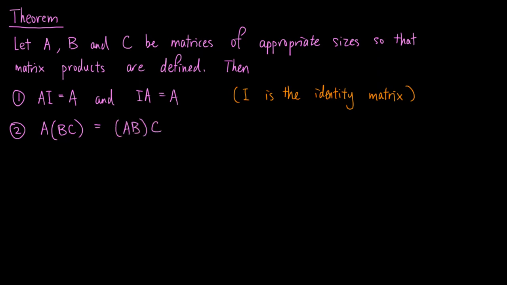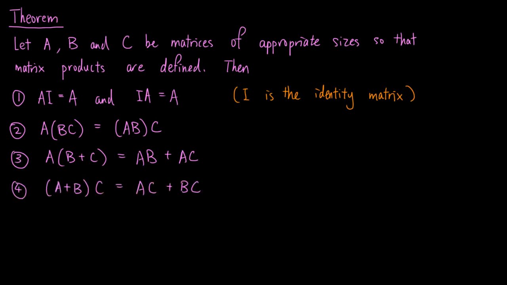In other words, matrix multiplication is associative, so we are free to choose which two matrices that we multiply first. For the third point, A times (B plus C) equals A times B plus A times C. The fourth point, (A plus B) times C equals A times C plus B times C. The third and the fourth points show that matrix multiplication is distributive.